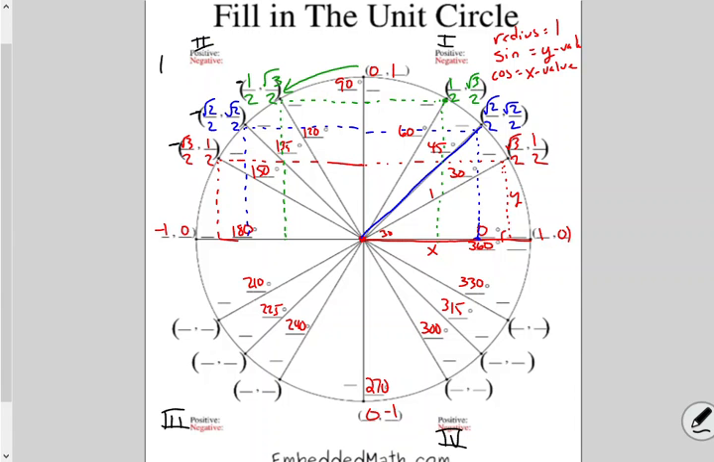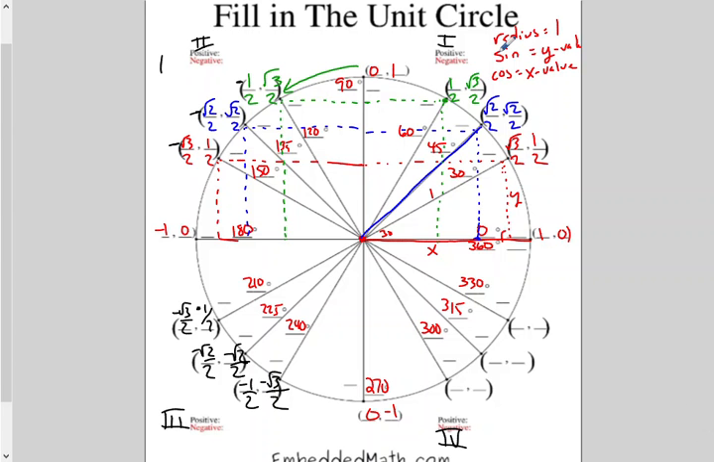So in quadrant 3, our x values are negative, and our y values are also now negative because we're below the x-axis. So that's a negative 1 over 2, and then negative root 2 over 2, negative root 2 over 2, and then we get down here to negative 1/2, negative root 3 over 2.